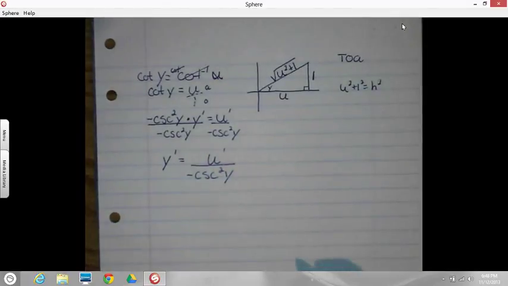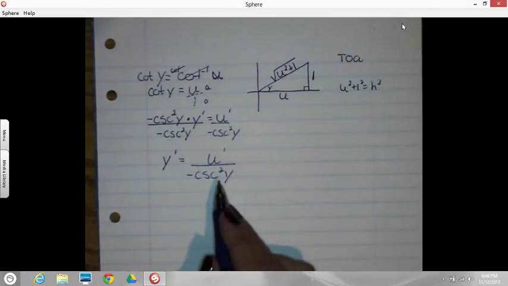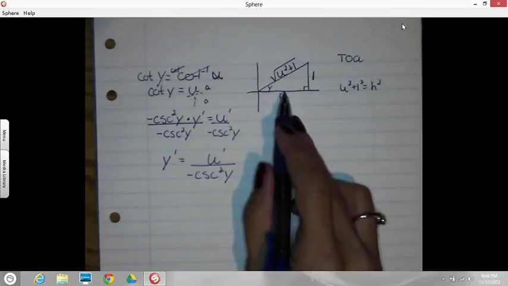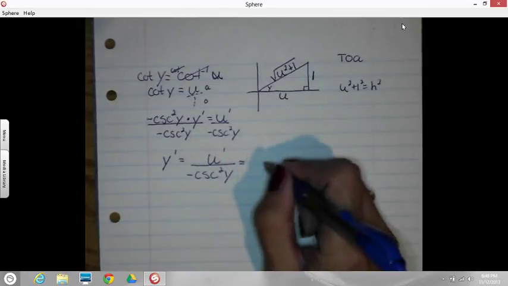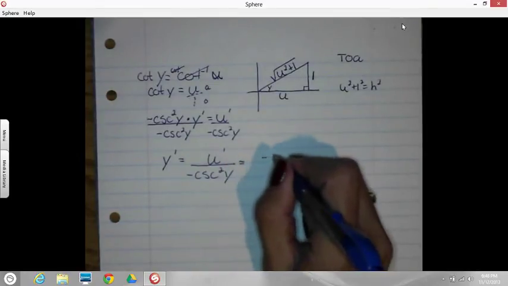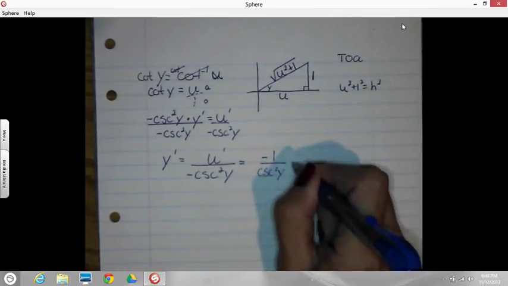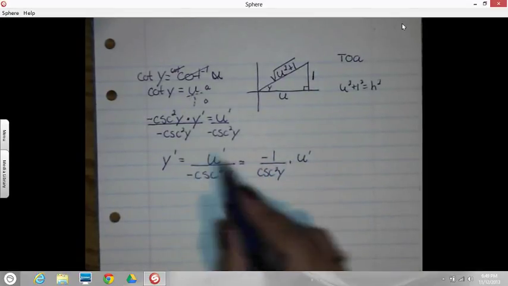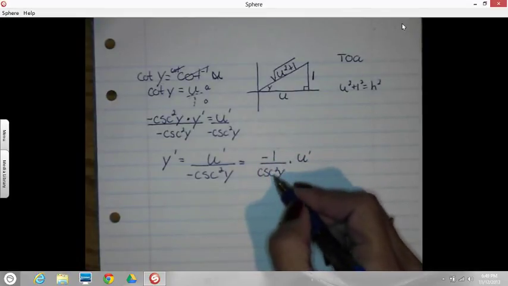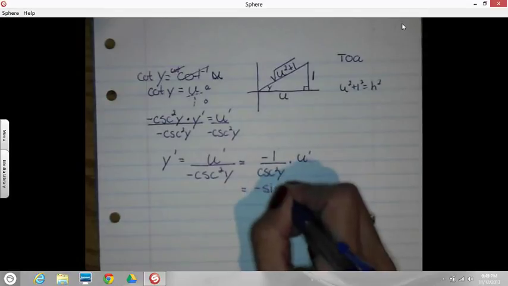Okay, the only problem with our derivative is it has u's and y's. We want it just with u's. So you could go and get the cosecant ratio right here. Or you can think of this, if you remember your trig properties from yesterday, as: I'm going to bring the negative up, negative 1 over cosecant squared y times the u prime. Just pulling the u prime off to the side, bringing the negative up. This is one of your identities. This is cosecant flipped over. Cosecant flipped over becomes sine. So this is negative sine squared y times u prime.